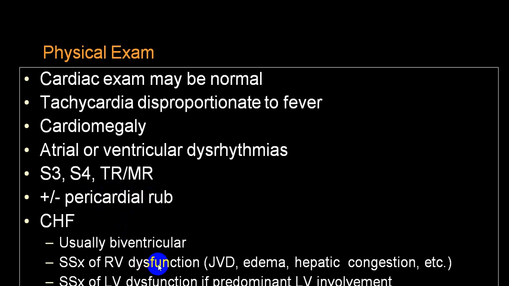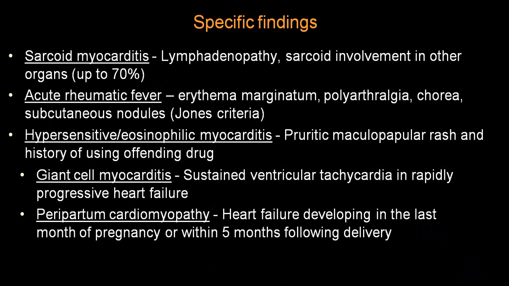RV dysfunction will produce JVP elevation, edema, hepatomegaly, hepatojugular reflex present, and in case of an LV dysfunction, you will have an S3 at apex, basal crackles, cyanosis, orthopnea, blood-stained frothy sputum.